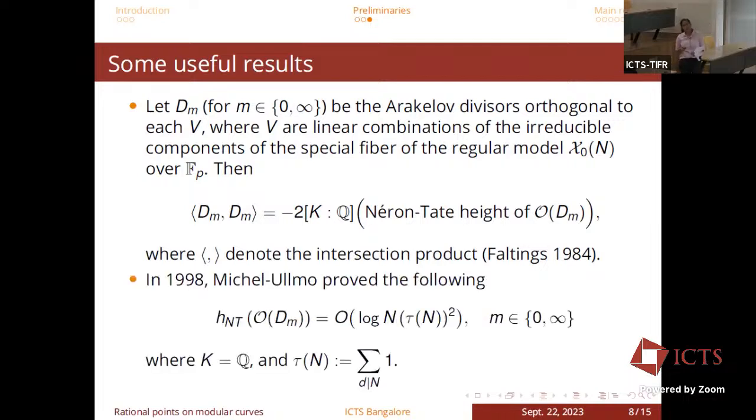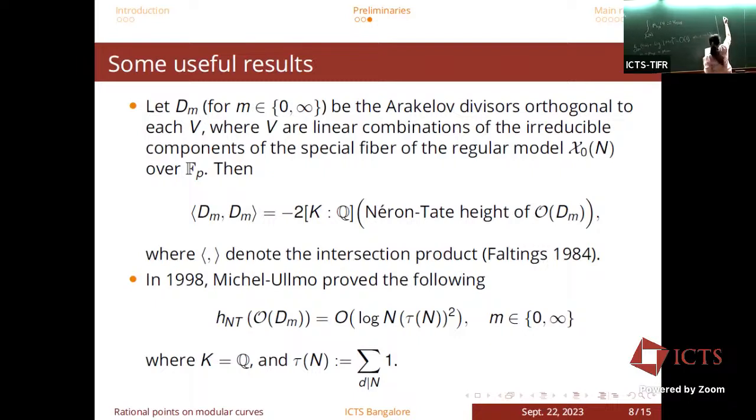The second useful result is that in 1998, Michel and Ullmo proved the following bound for the Néron-Tate height of such kind of D_m. This is given by O(log N tau(N)^2) for m equal to 0 or infinity. So here, as I said, we are considering K as the set of rational numbers and tau(N) is a divisor function. So these two are the useful theorems which we need to prove our theorem.